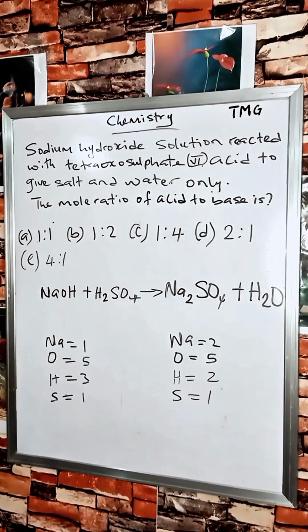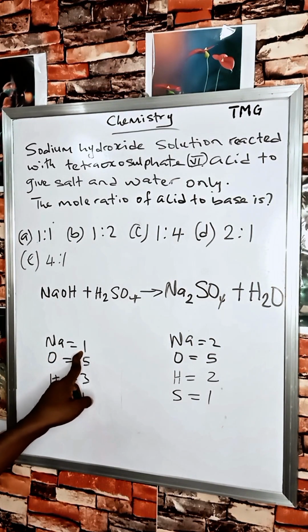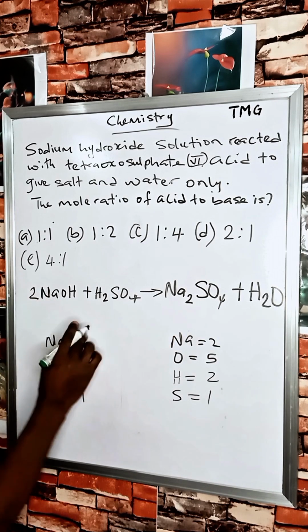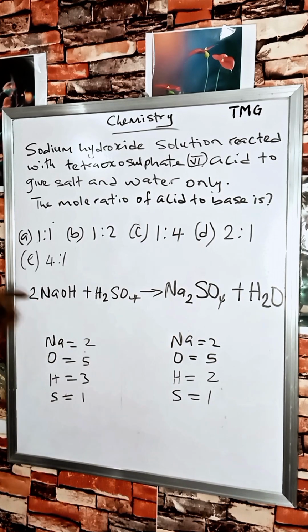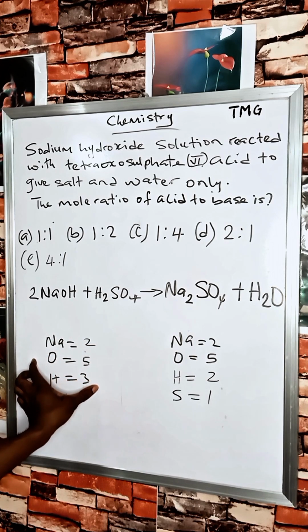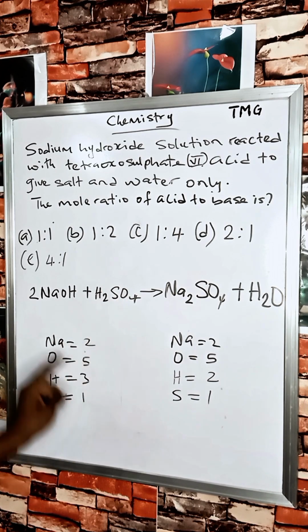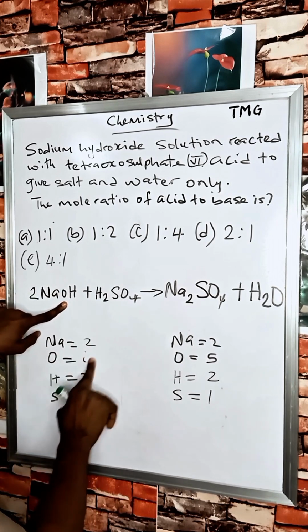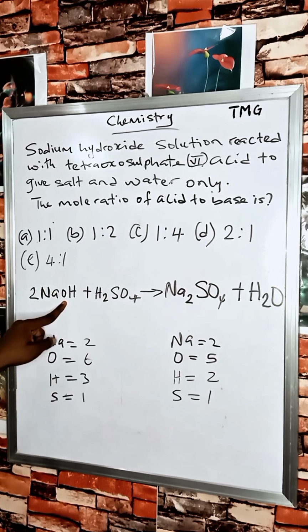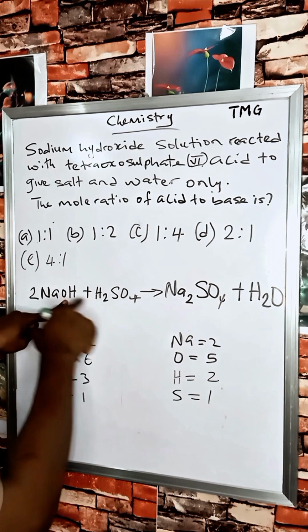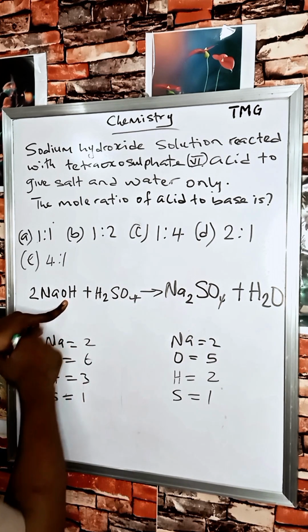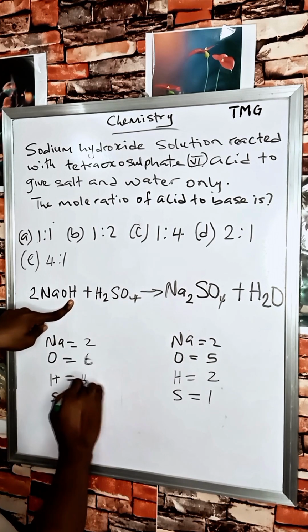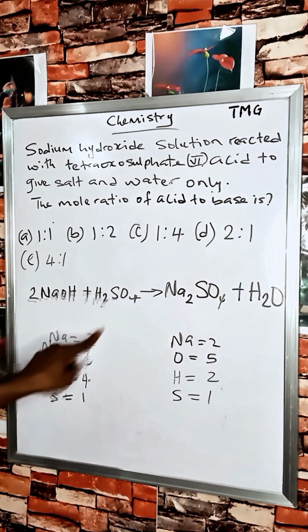So if you look at the equation, sodium is not balanced. So since sodium is not balanced, you're going to add 2 to this side. So sodium now changes to 2. Since sodium has changed to 2, everything here will change except sulfur. So oxygen here will now become 2 plus 4, 6. Then hydrogen will be 2 plus 2, 4. And sulfur still remains 1.